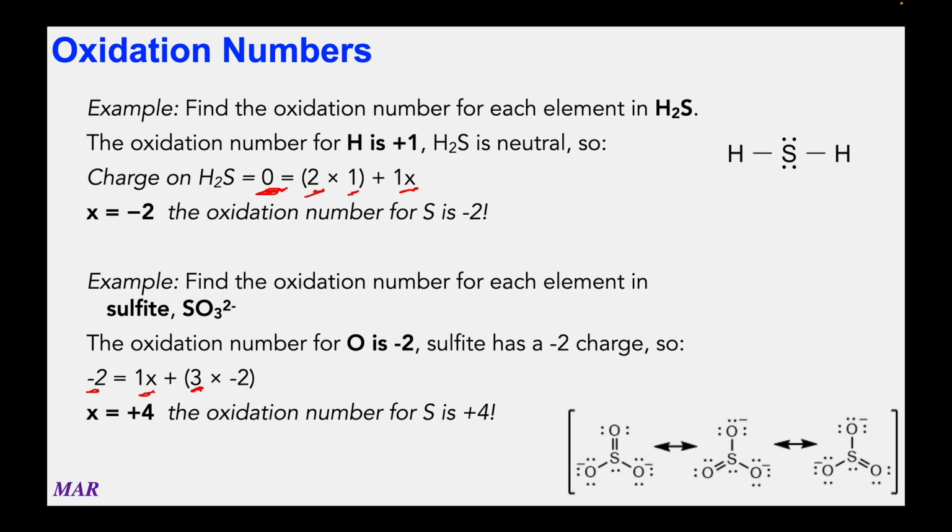So good old sulfite sulfur is +4, but notice that sulfur in H2S was -2. So you can have a variety of numbers, especially when you get to the central atom of polyatomic ions. But this format will allow you to figure it out no problem. You can then see what's happening.